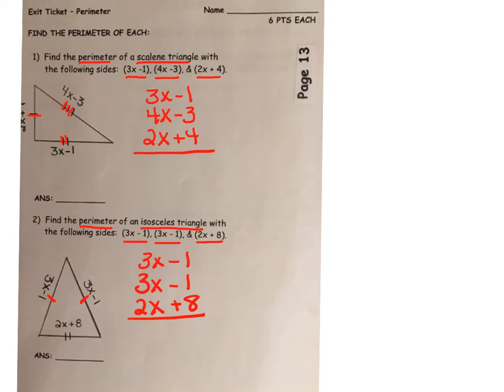For problem number 1, as you combine your constants, a loss of 1 and a loss of 3 make a loss of 4. A loss of 4 and a gain of 4 are opposites, so we get 0. For our x term, we should get 9 x's. You can write it this way, or you can simply state 9x is the perimeter.